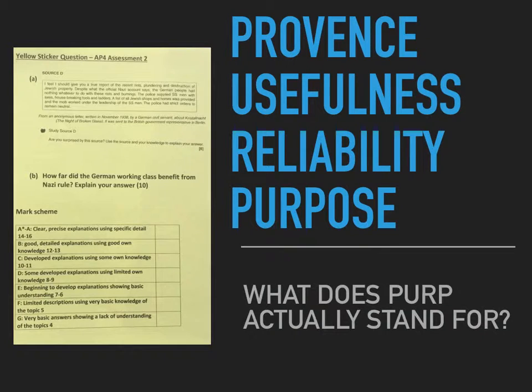Okay, so I always refer to PURP in my lesson, so if I teach you, you'll have heard me say it a lot, your other teachers might use it as well. Now, what does that actually stand for? PURP stands for provenance, usefulness, reliability, and purpose.